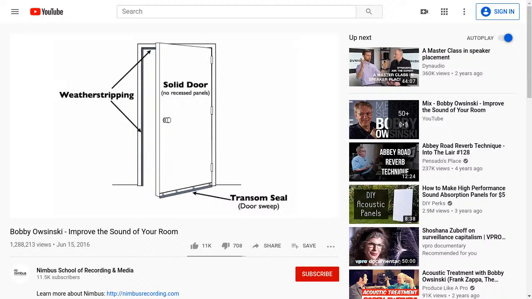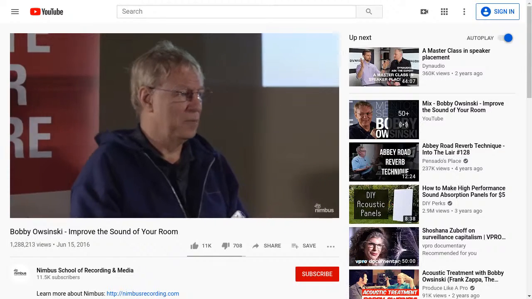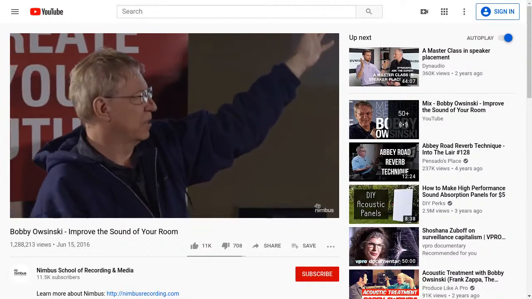So the whole idea, it's the same thing. We go back to the aquarium idea. You don't want to have any kind of holes or anything in there, or else the sound is going to leak out. But this stuff works like magic. It costs hardly anything. You can put it up yourself, and it makes a big difference.